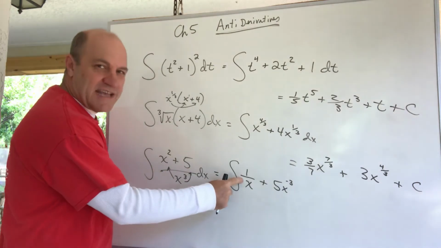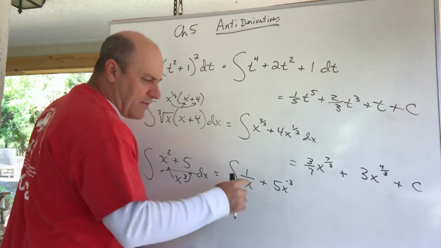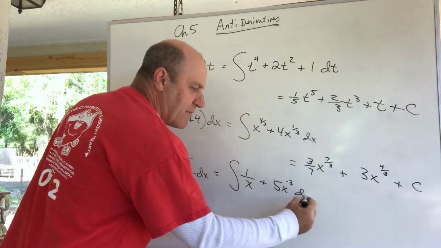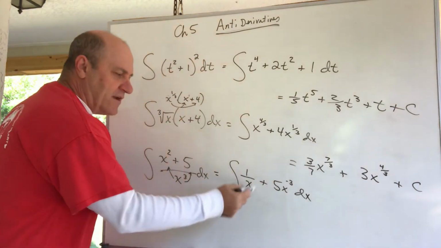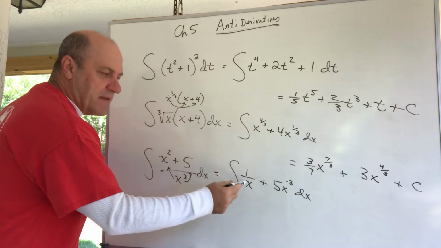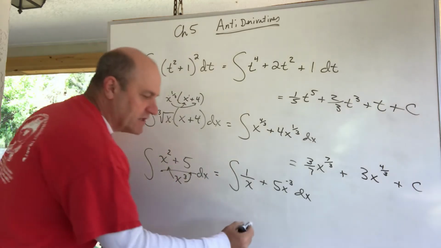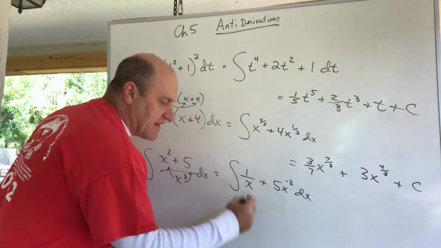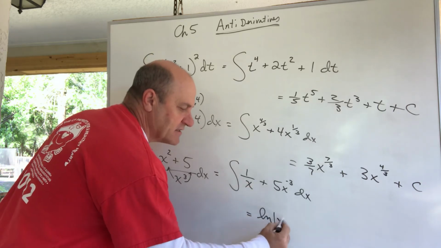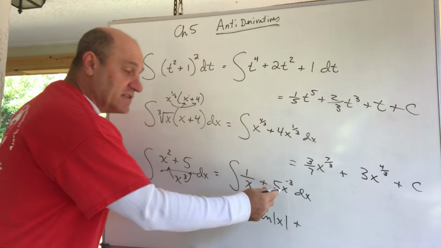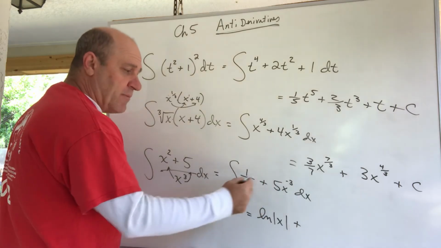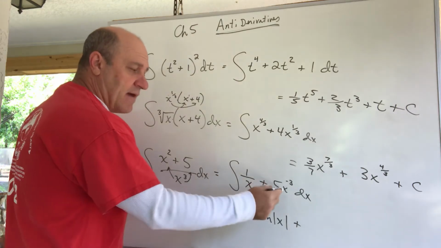I guess I could have called this x to the -1, but I'd rather write it like that because that reminds me of a rule. I know what that is. The integration of him is not a power rule. A 1 over x is a natural log of x. So here I go. The answer to that one is the natural log of x. And the answer to this one is a little power rule. I'm doing two separate integrals. I did that integral. Now I'm doing that integral.